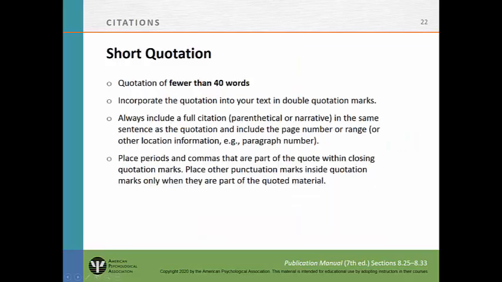For a quotation less than 40 words, you just quote those in text. You use double quote marks around all of the words you're reusing. And you always include the full citation, whether it's a parenthetical or narrative citation, in the same sentence as the quotation. So if you're going to quote, you have to have the author's surname, you have to have the year, and you have to have the page number, or if it's not a page-numbered source, a paragraph number, within the same sentence. So put that citation in before the closing period somewhere.